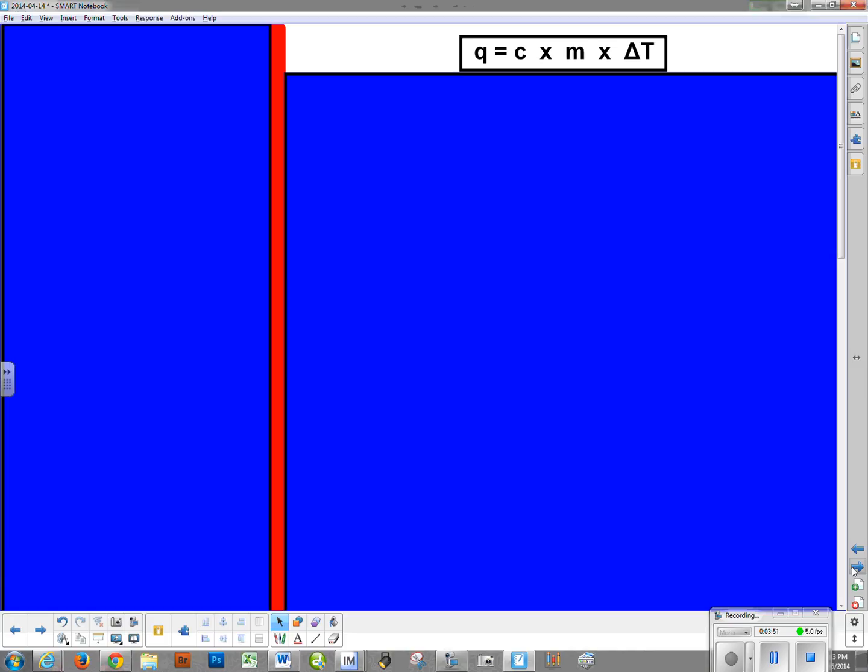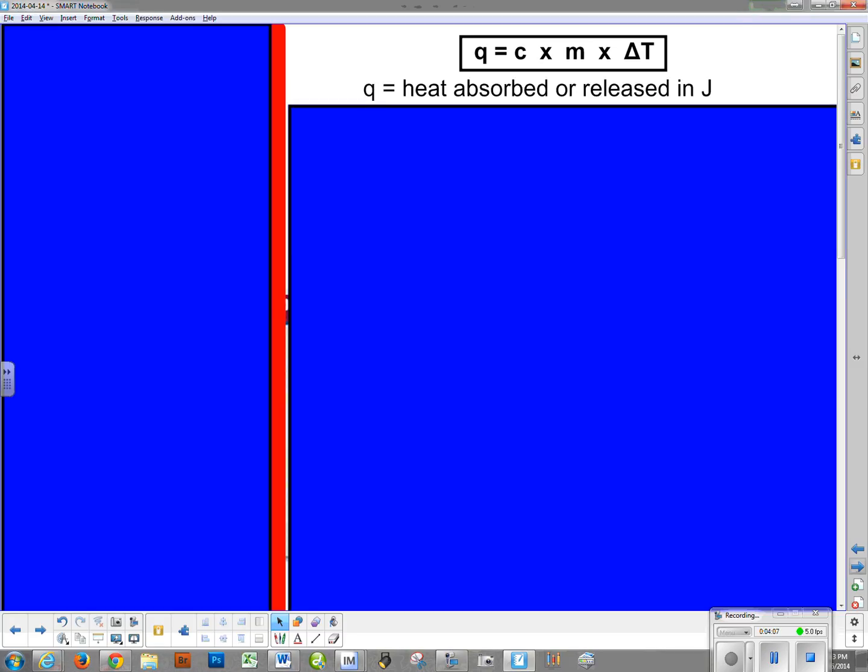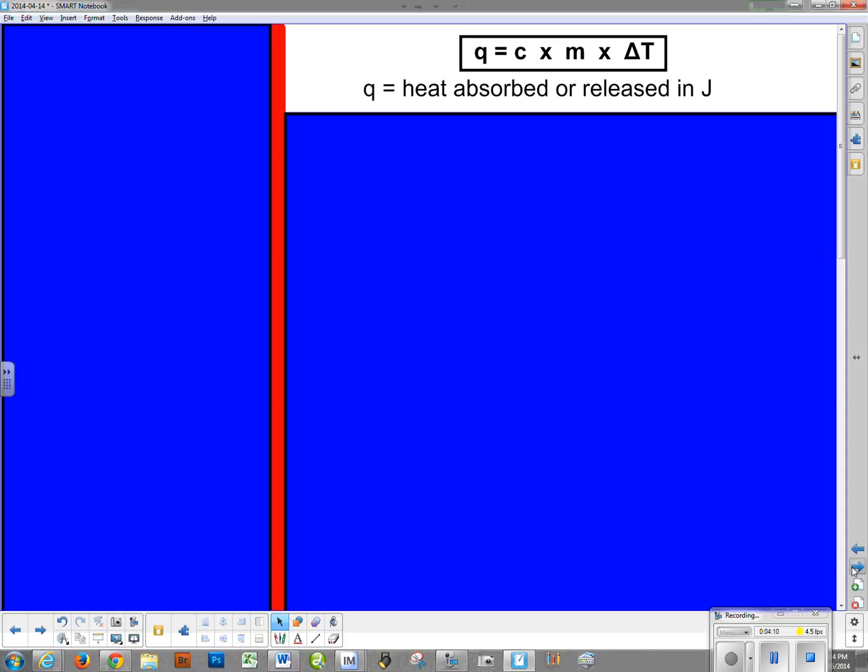Okay? So, that is the formula that we're going to use in all of these problems. So you want to get that formula down, and then we'll do the meaning of each. We'll start out with heat absorbed or released. And what's the unit of measure for that? Q is the thing that specifies. Well, what? Yeah, joules. J. Okay, joules. J is the abbreviation for joules.